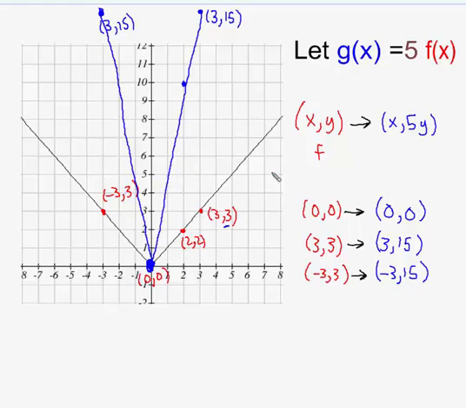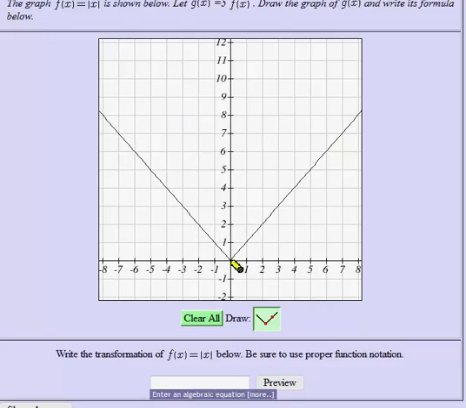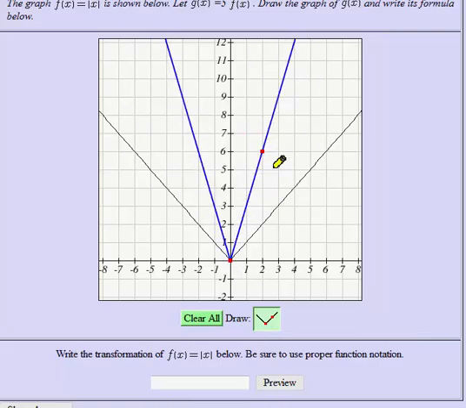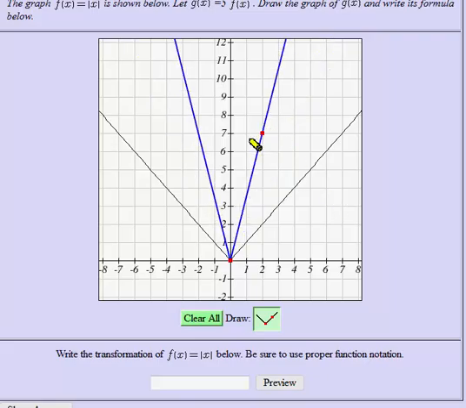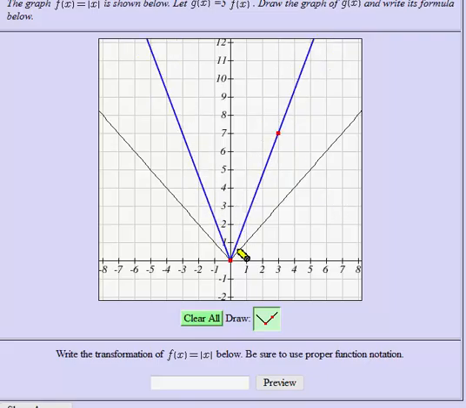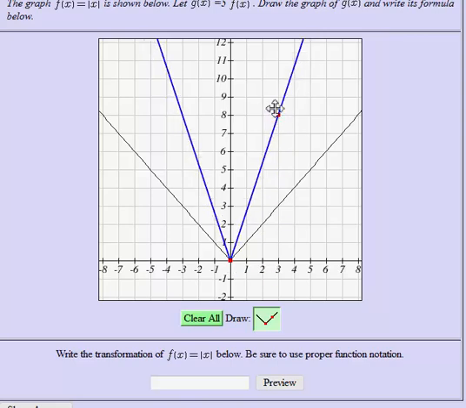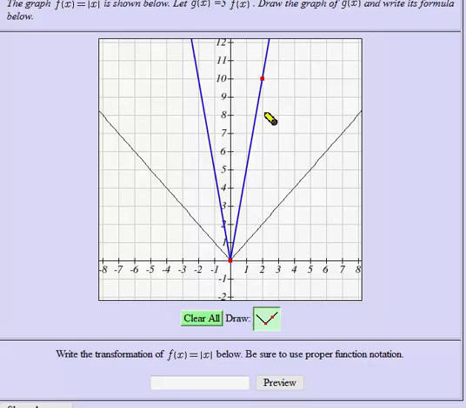Now back to the original question, I will start with the point 0, 0, and notice indicated by the icon, you have to have the lowest point as one of the points you're drawing. So 0, 0 stayed 0, 0. Don't worry too much about where you put the second point. If you let go of your mouse, you can always change it. So remember that 2, 2 became 2, 10. So I will move this second point up here to 2, 10.